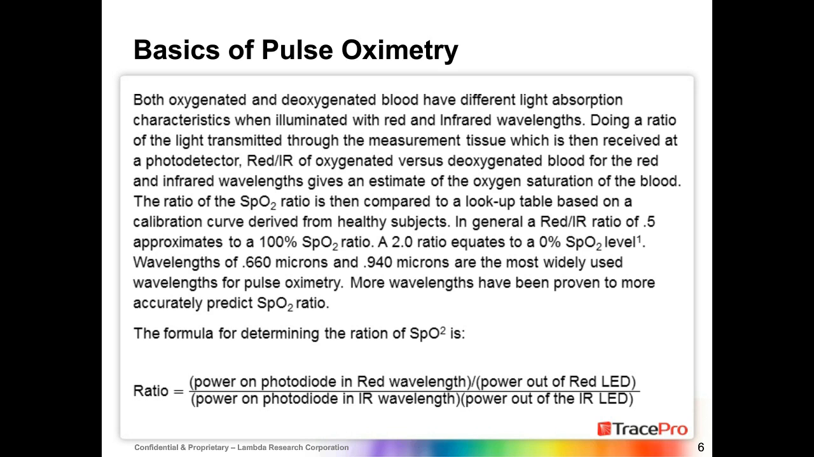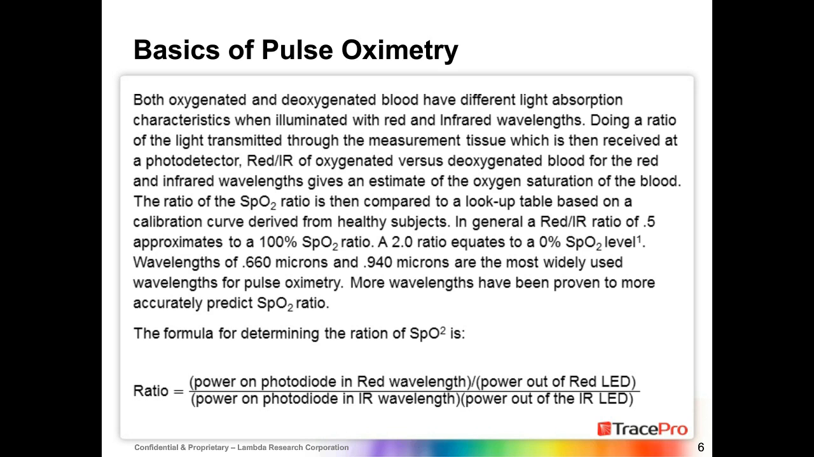And we can take this as a ratio, which is the SpO2 ratio, where we compare the two states and look them up on a table, a calibration curve. This is derived from doing tests on a lot of healthy subjects. In general, a red to IR ratio of 0.5 approximates to 100% SpO2. A 2.0 ratio would equate to a 0% SpO2 level. So what's the difference here?